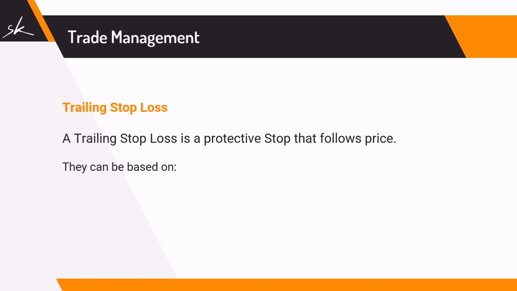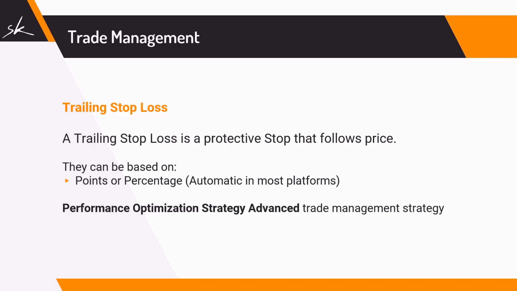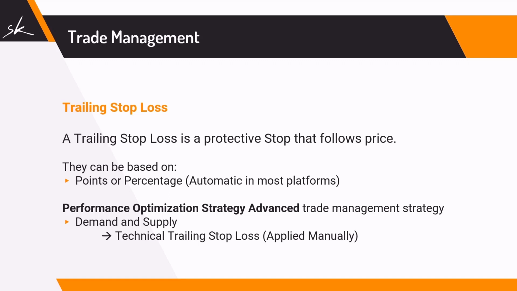Trailing stop loss is a protective stop that follows price. It can be based on point values or a percentage, which is automatic in most platforms. As we move to the performance optimization strategy advance, we will be learning a trade management strategy which will be based on demand and supply zones. We call it technical trailing stop loss and it will be applied manually.